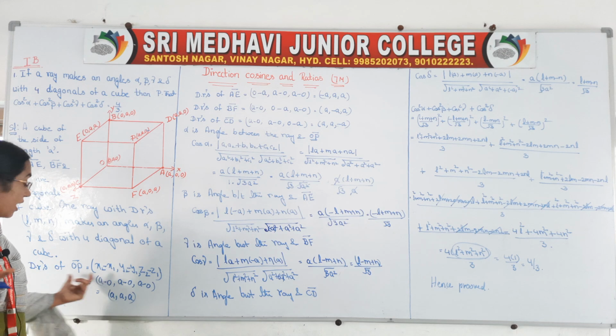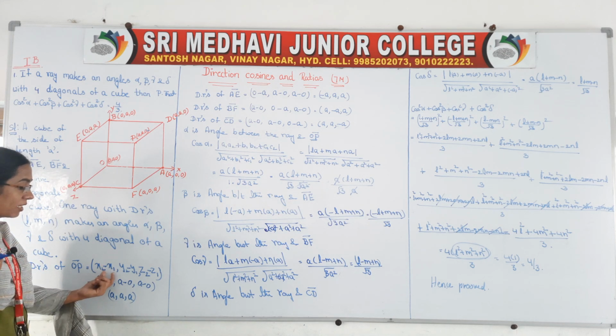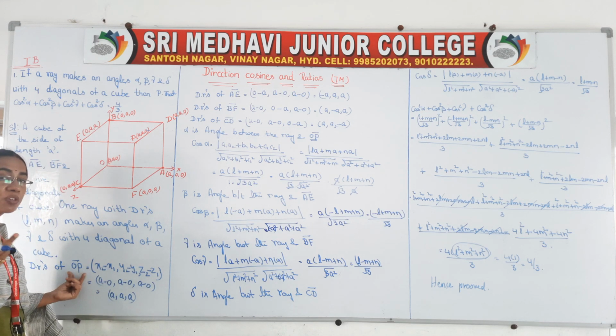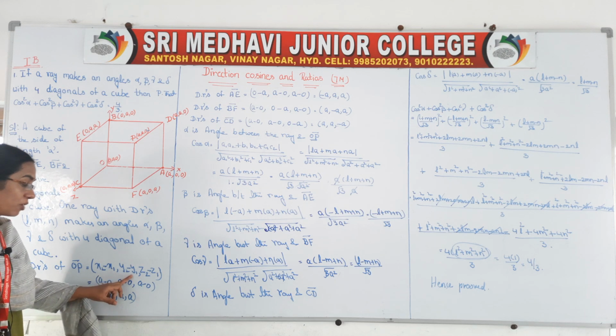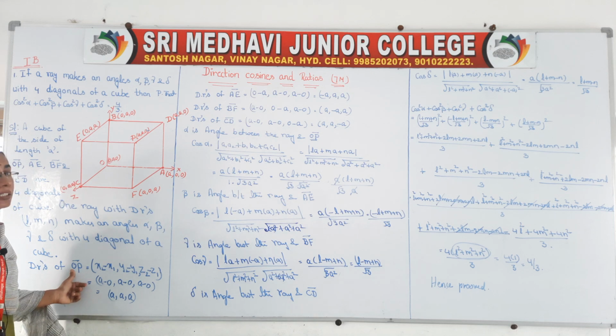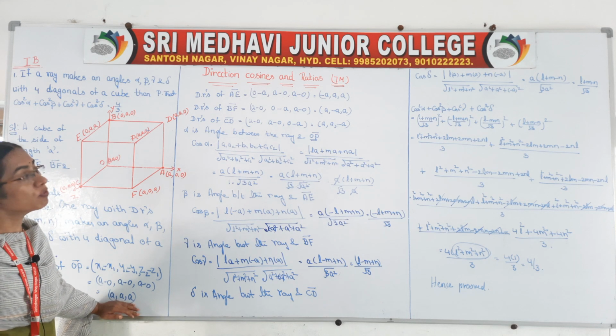How do we find the direction ratios of 2 points? It is x2 minus x1, y2 minus y1, z2 minus z1. Direction ratios of a line joining 2 points is x2 minus x1, y2 minus y1, z2 minus z1. Consider x1, y1, z1 are the points of O and x2, y2, z2 are the points of P. So just deduct them, then you will get the direction ratios of OP bar.